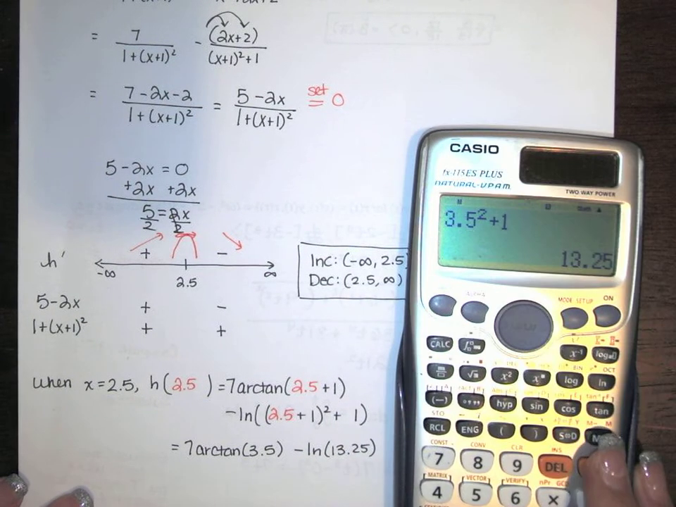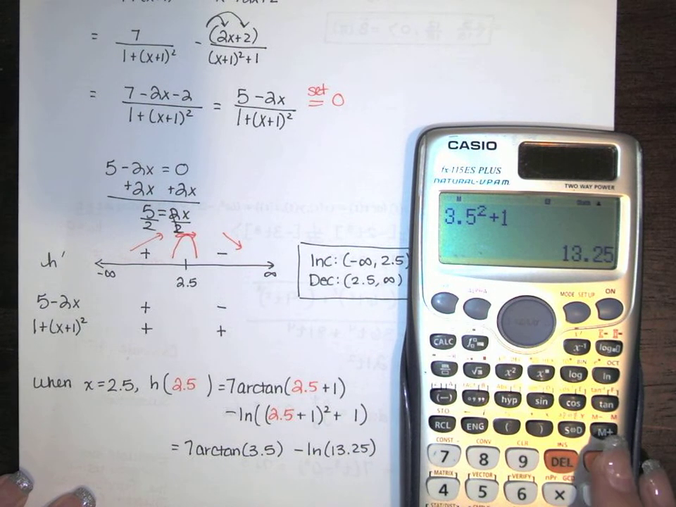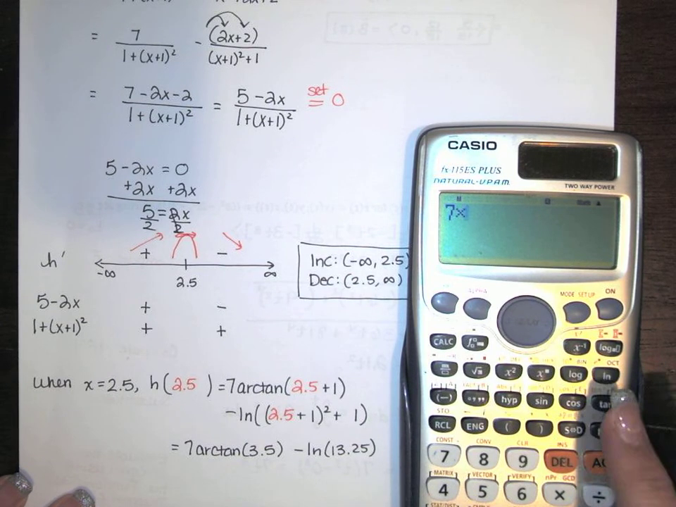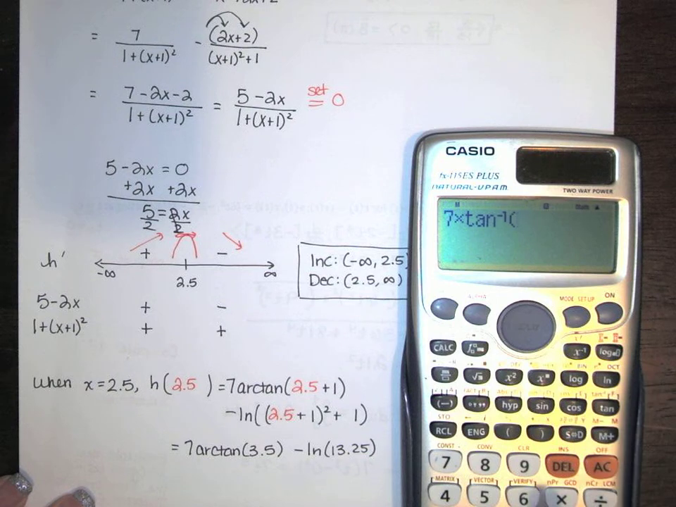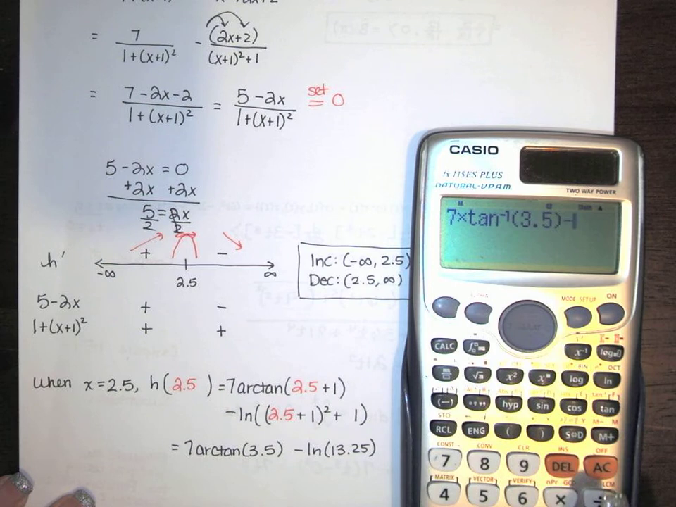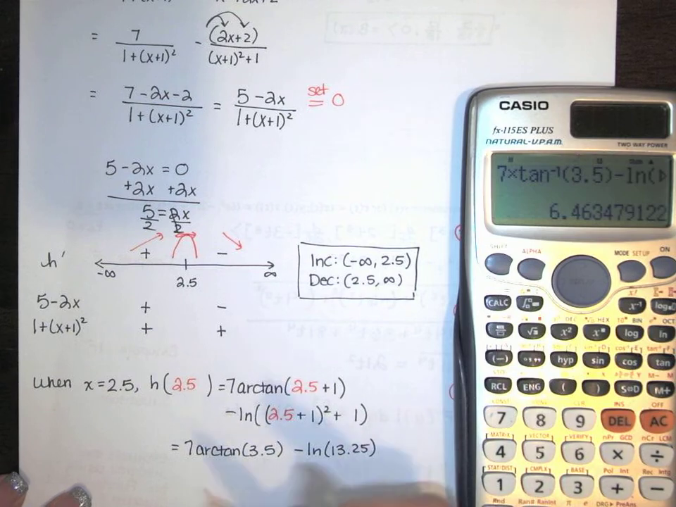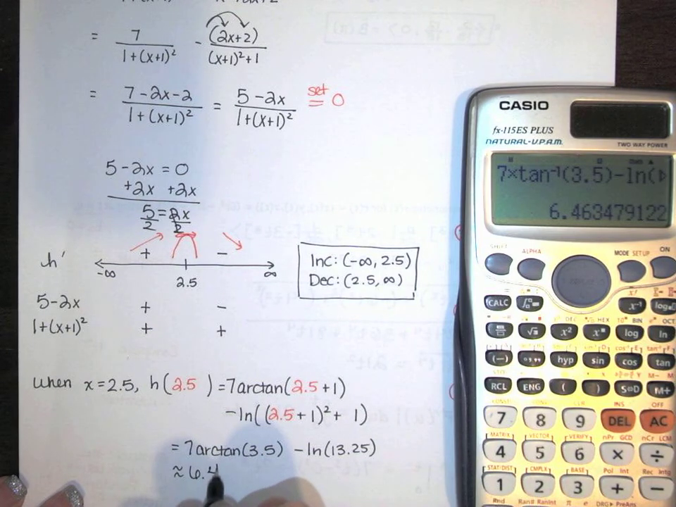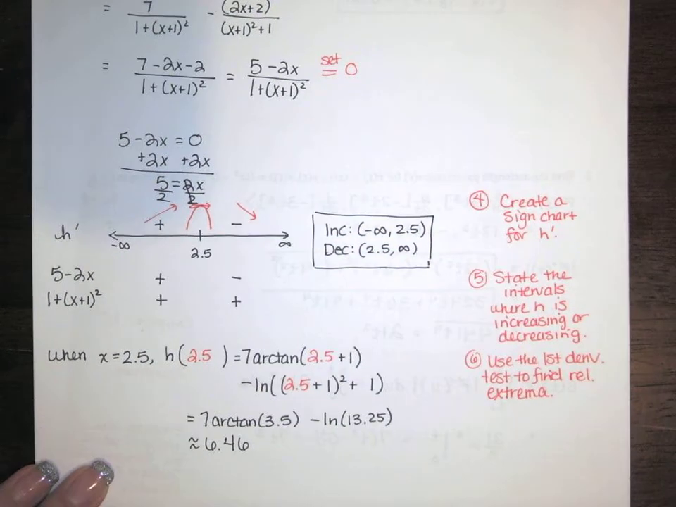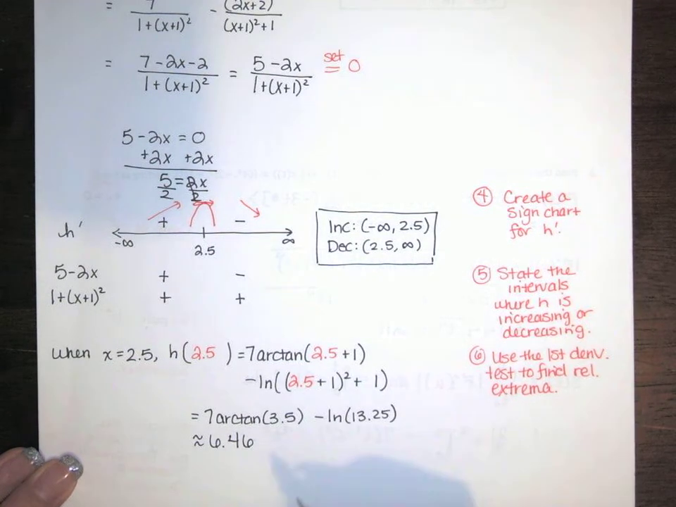Now, the y value is this, but I would like an exact value. So I'll use my calculator for the numerical approximation on this as well. So we have 7 times arctangent of 3.5. And I am in radian mode, so that's good, minus natural log of 13.25. And so we get 6.46. So this, according to this first derivative test, is a relative maximum.